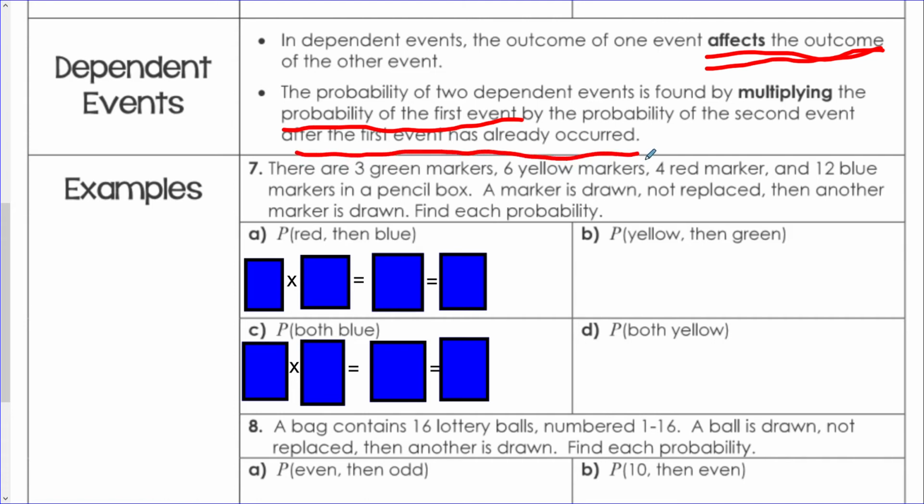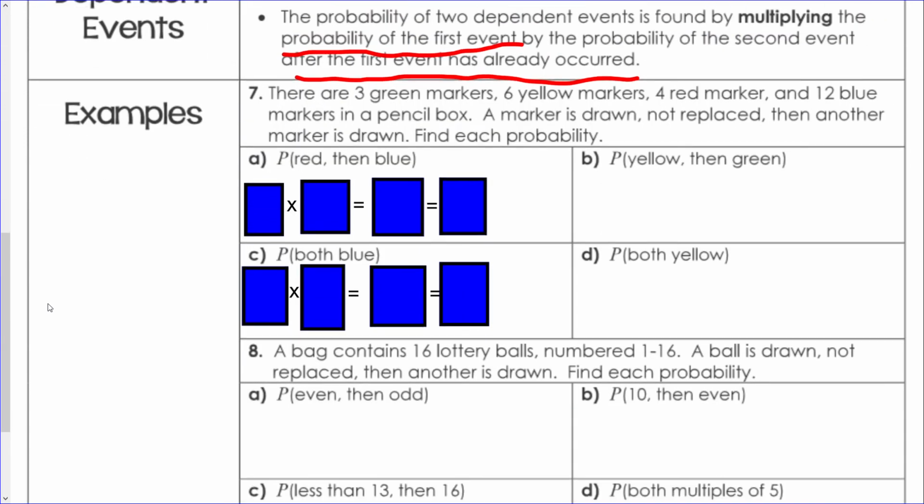Okay, now that is sometimes easier to actually see in an example than it is to think about theoretically. So it just means you have to adjust your numbers slightly for that second probability based on what happened in the first one. Okay, so for the example here, we'll go through this one and then I'll let you try these out on your own.